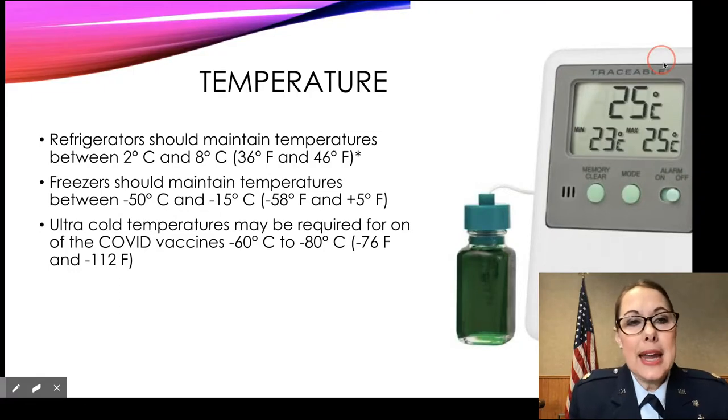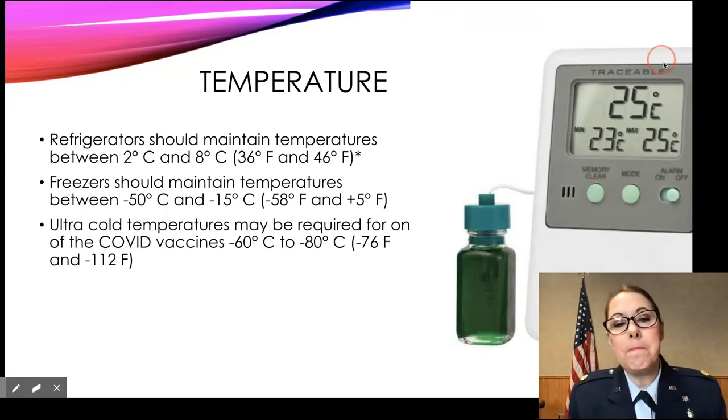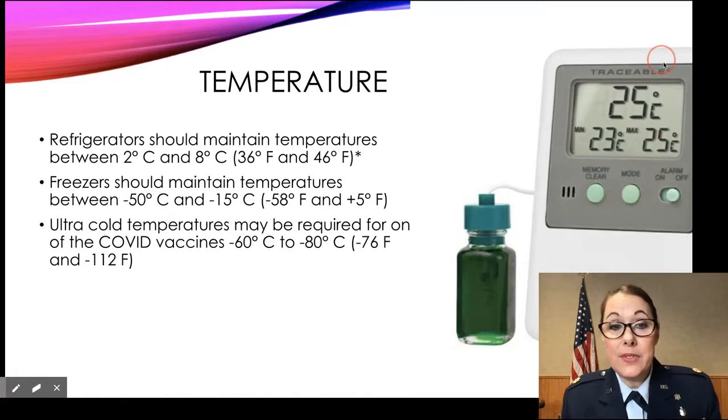Temperatures are maintained in the refrigerator. Temperatures should be maintained between 2 and 8 degrees Celsius, and that's how we record them. We keep them in Celsius. Freezers should be maintained in temperatures between minus 50 and minus 15.